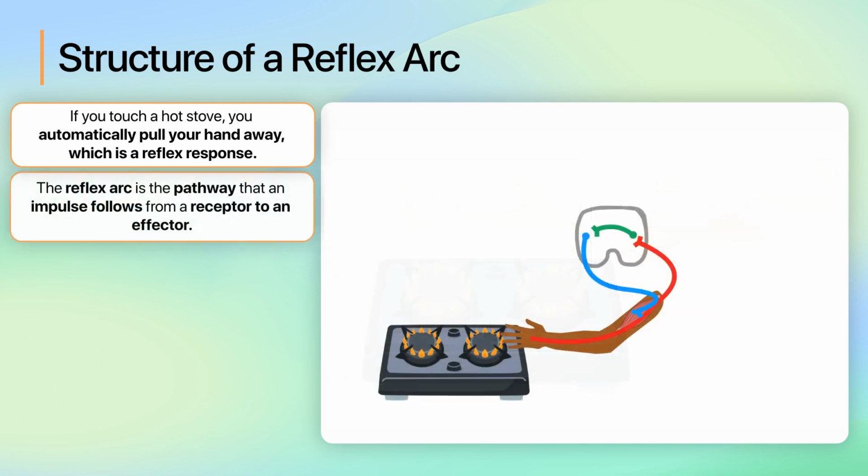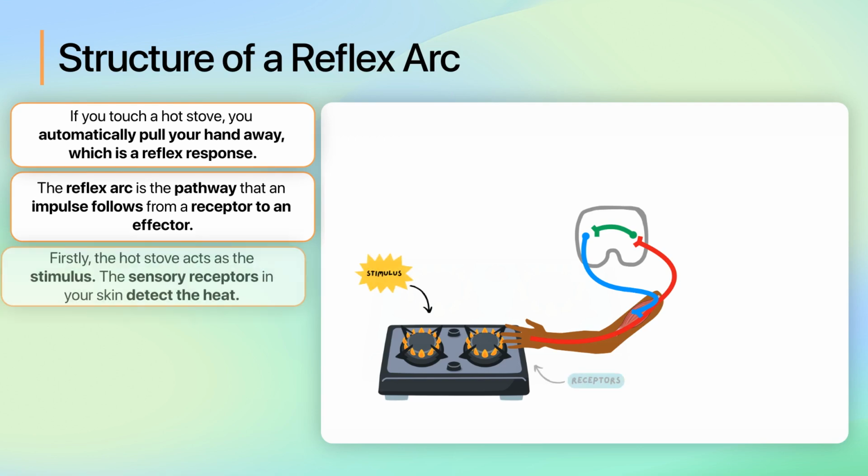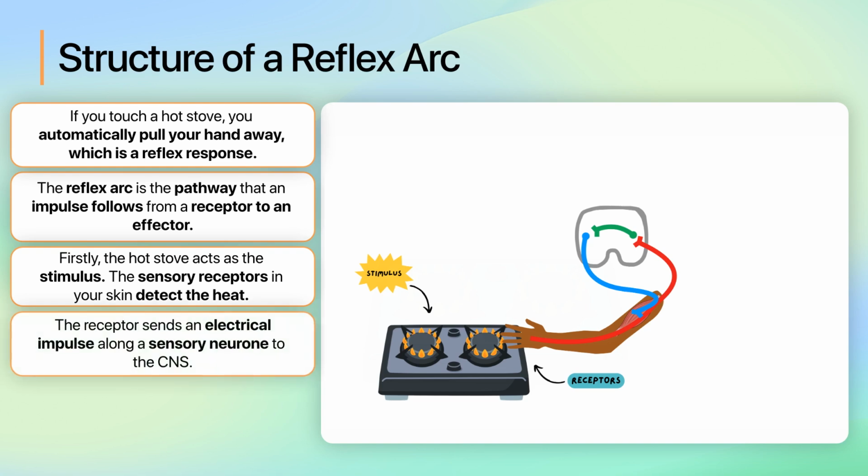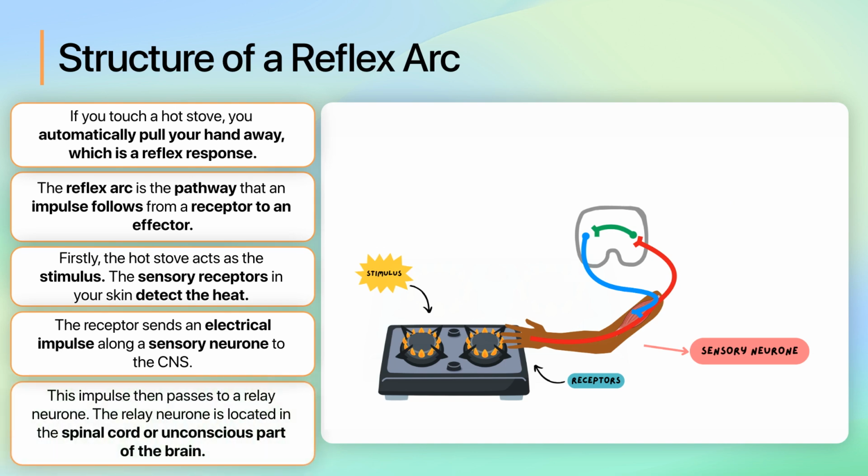The reflex arc is the pathway that an impulse follows from a receptor to an effector. The receptor detects the stimulus. In our stove example, the receptor in your skin senses the heat. Once the receptor detects the stimulus, it sends an electrical impulse along a sensory neuron towards the central nervous system, CNS. On reaching the CNS, the impulse passes to a relay neuron.